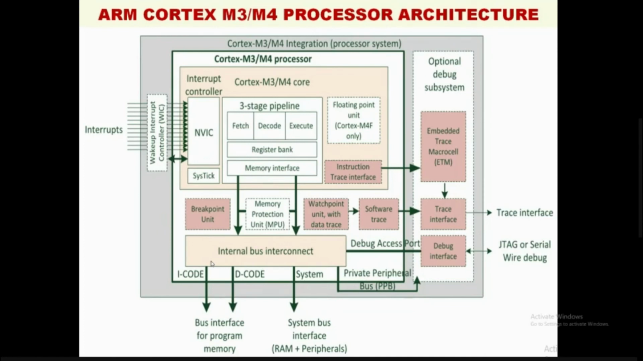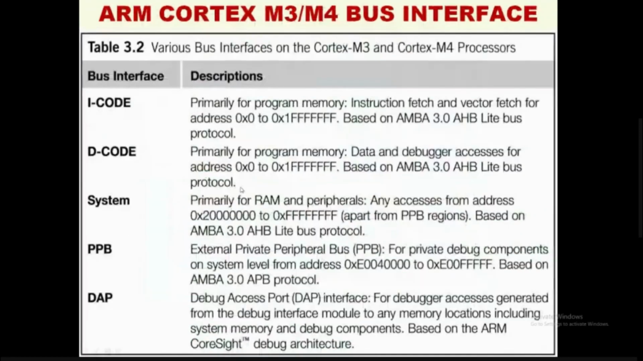Okay. So this is the Cortex M3 or Cortex M4 processor architecture. What about this I-Code, D-Code, system, private peripheral bus is tabulated here. I-Code is primarily for program memory, instruction fetch and vector fetch for the address 0 to 1F, based on AMBA, which means Advanced Microcontroller Bus Architecture 3.0, Advanced High-performance Bus Lite bus protocol. These are all from ARM. We'll discuss that in detail soon.